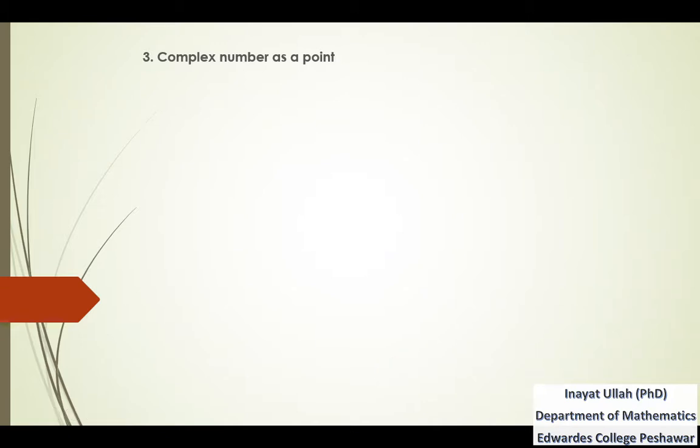Now we can consider a complex number as a point as well as a vector. In the previous slide we studied that a complex number can be written in ordered pair notation, and all ordered pairs lie on a plane. So how could you plot a point on a plane? That is very simple. For example, if we want to plot a plus b iota, it is actually a comma b in ordered pair notation.